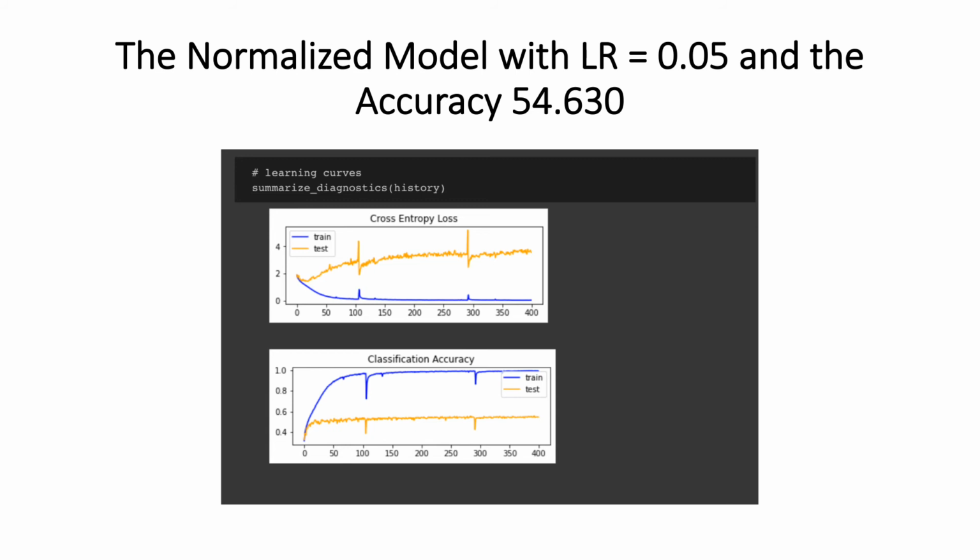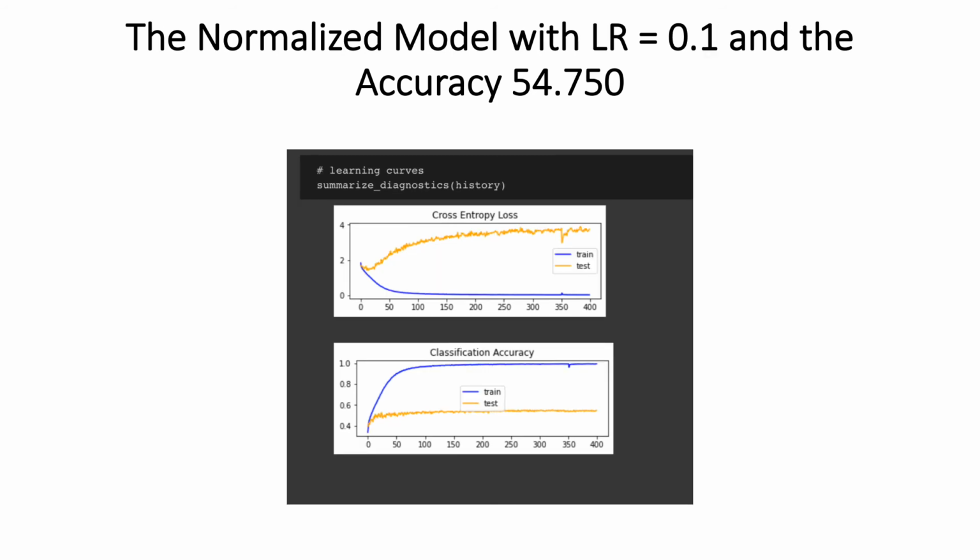It's improving. You can see the graph of the entropy loss and the classification accuracy. Then I change the learning rate as well, to 0.1, and then the accuracy is increasing as well, becoming 54.75%. It can be noticed that the performance of the model with batch norm is much better than without batch norm.